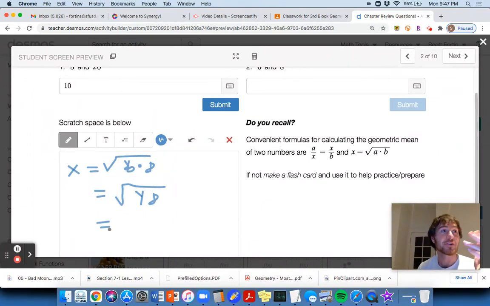But then again, remember, does 2 go into 12? Yes, it does. 2 times 6 is 12. Does 2 go into 6? Yeah, 2 does go into it as well. So I can pull another 2 out. So I'd have 2 times 2 root 3.